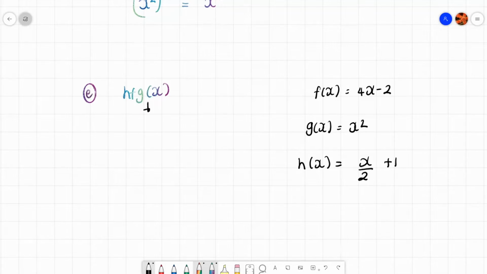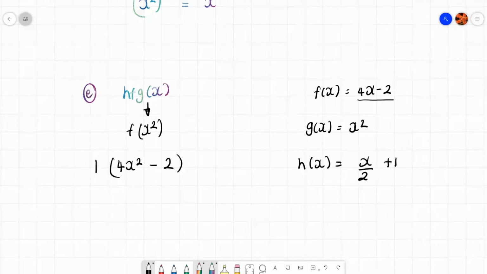Okay, so g of x here is x squared. And then we've dealt with the g, so we look at f first, and then we bring down the h afterwards. So f says 4x minus 2. So instead of x, I've got to replace it with x squared now. So I've got 4, and then I've got x squared minus 2. Okay, that's that bit done. And then I've got to replace that with h.